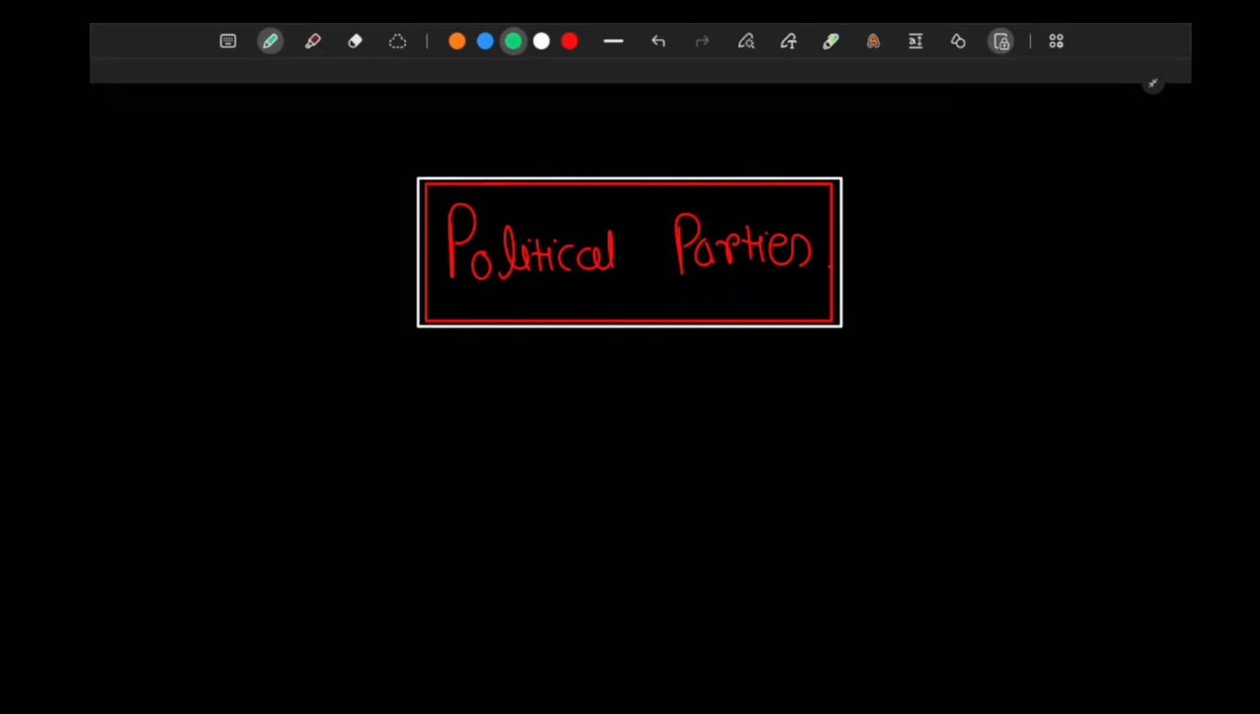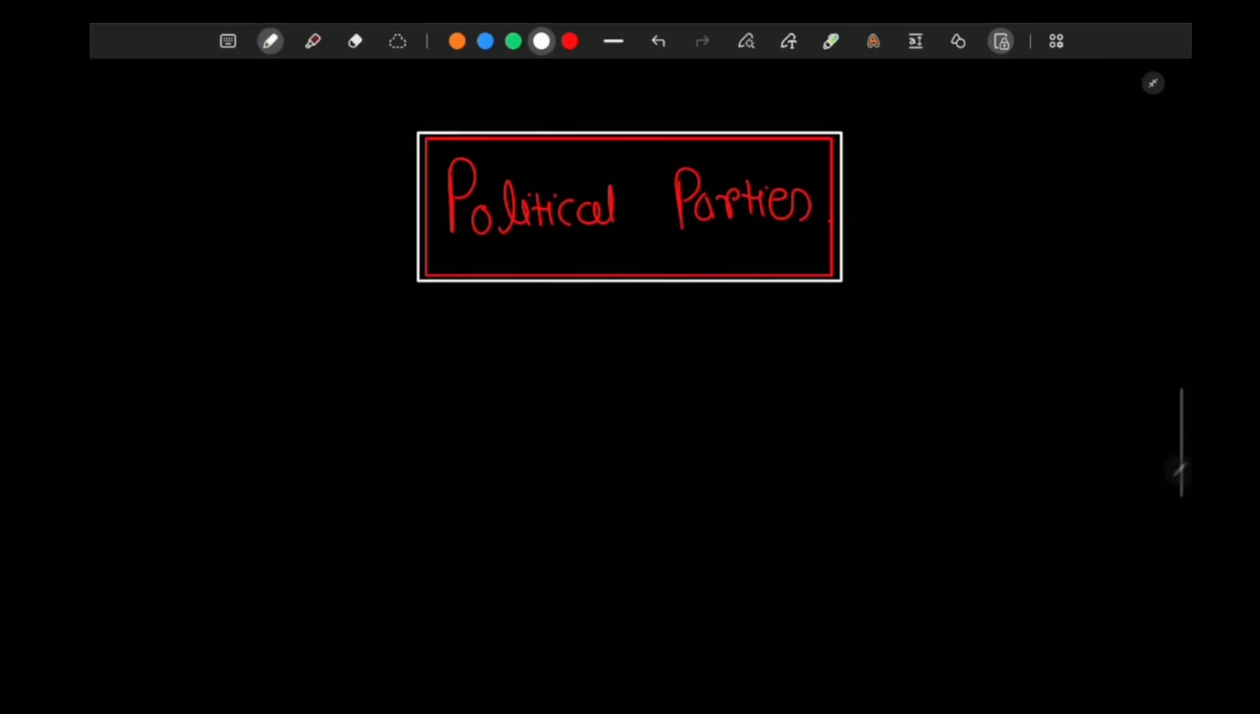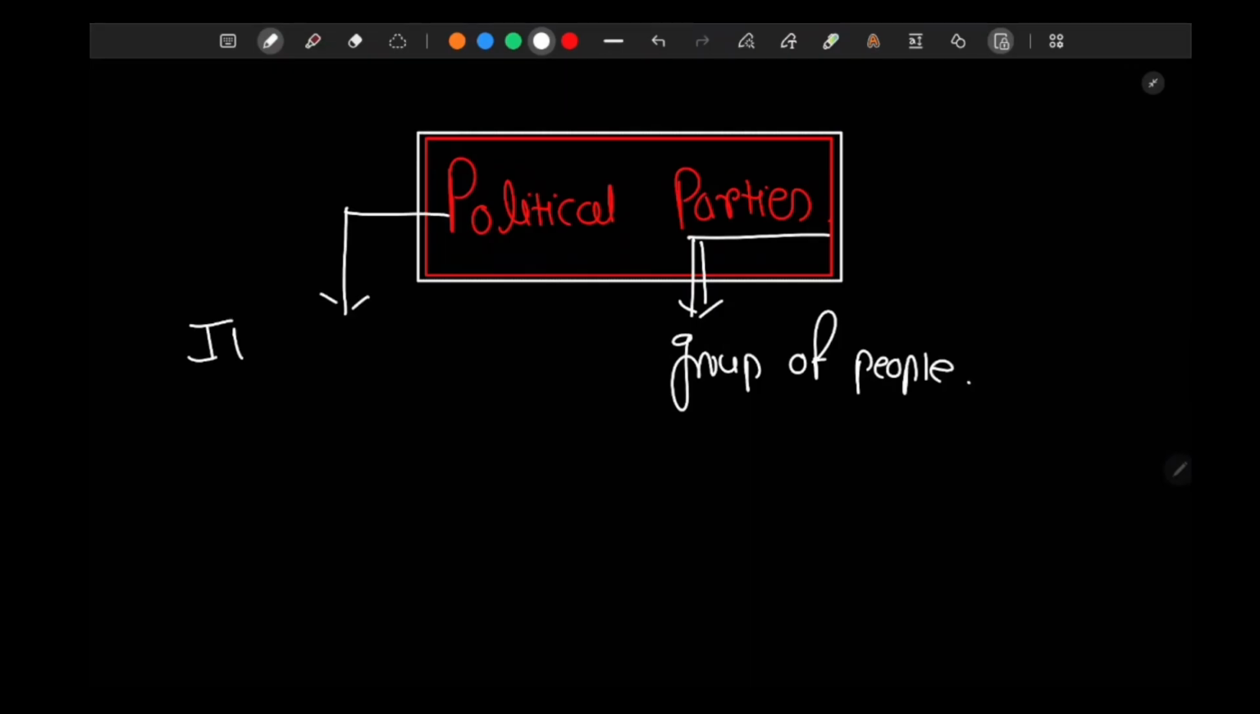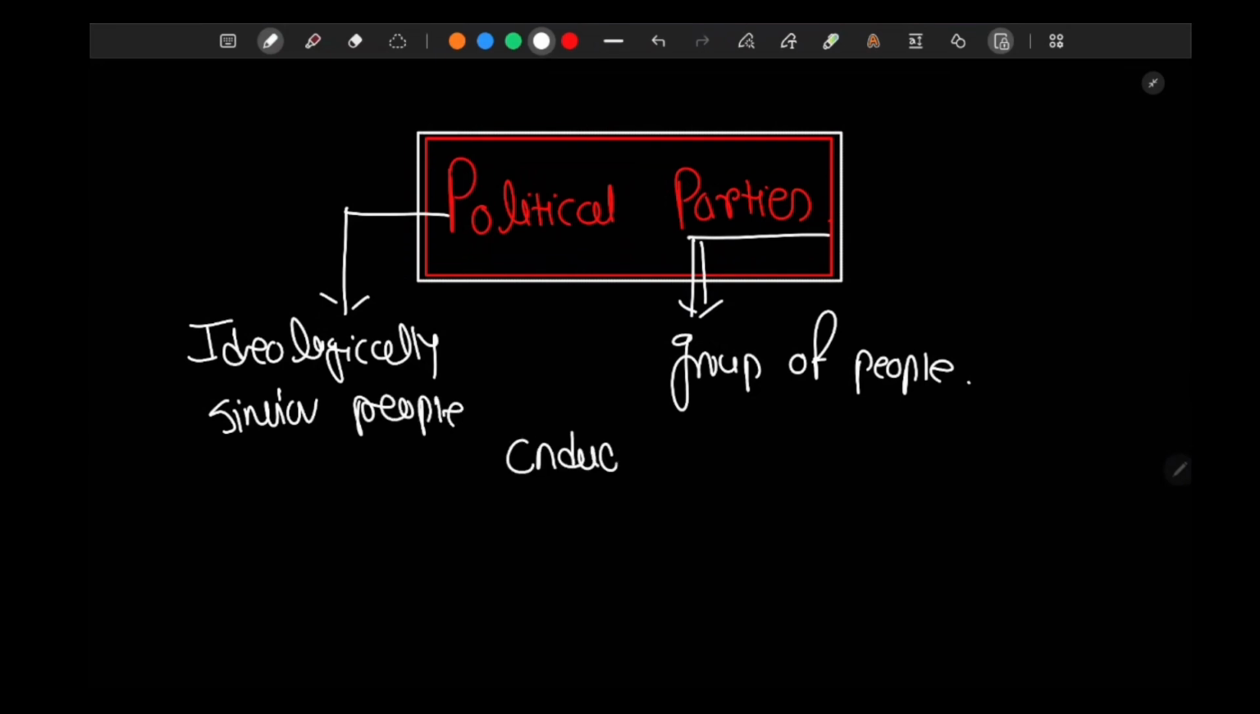In particular, if I have to explain, I will say that ideologically similar people coming together to do politics is a political party. So what is a political party? In as simple words as possible, what is a party? It is a group of people. And what is political? Ideologically similar people conducting politics. What is a political party then? Ideologically similar people conducting politics.